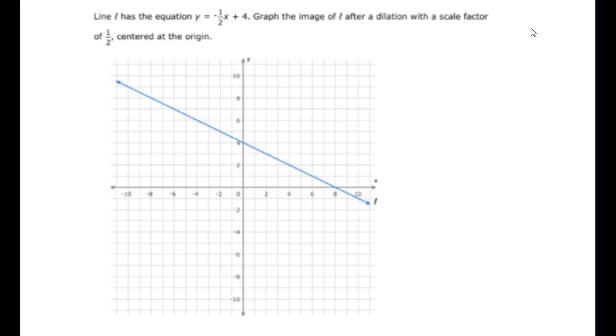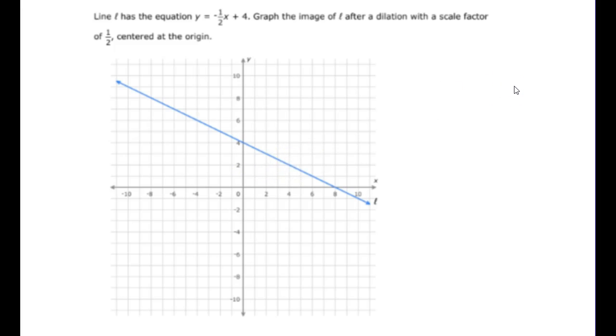In this first example, line L has the equation y equals negative 1/2 x plus 4. The 4, if you recall from algebra 1, that's our y-intercept, so where we're crossing the y-axis, and the negative 1/2, that's our slope. From this point, we go down 1 to the right 2. And that pattern continues down 1 to the right 2.